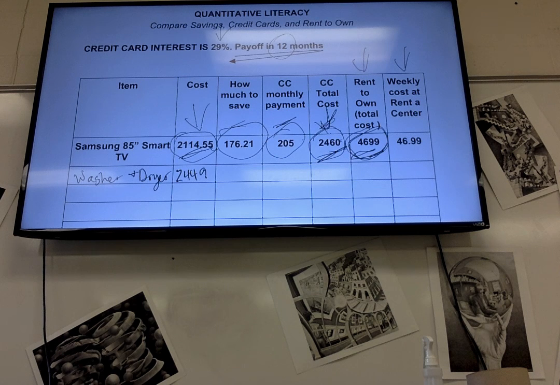Then, how much to save? Well, to figure out how much to save, you take this amount and you divide it by 12 because it's for 12 months. So $24.49 divided by 12 is $204.08. So that's how much you'll have to save.